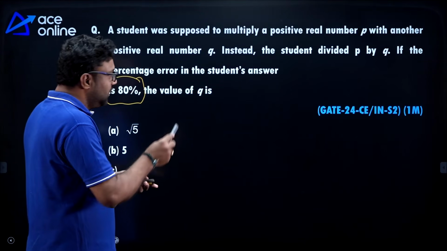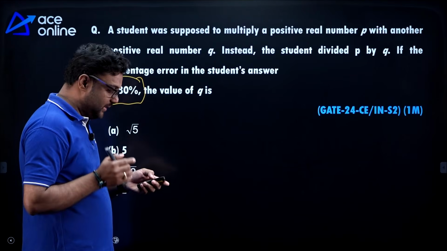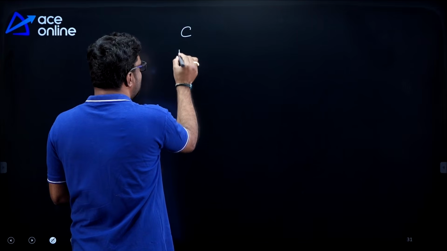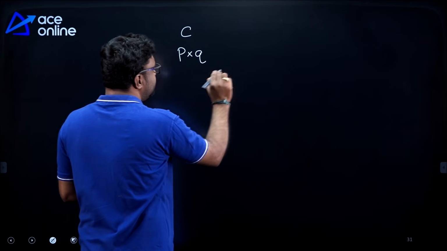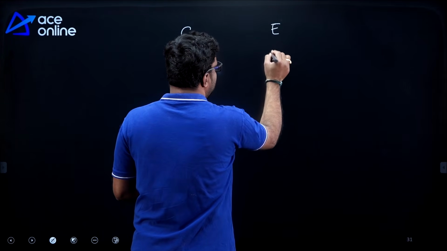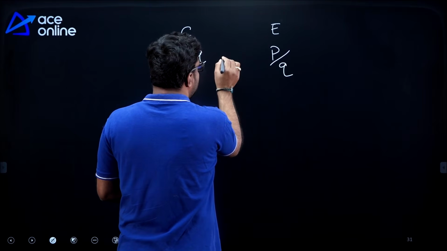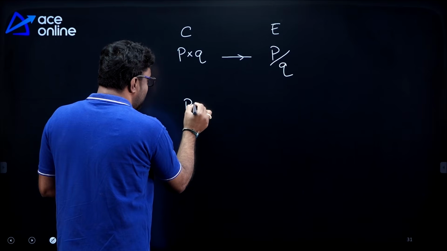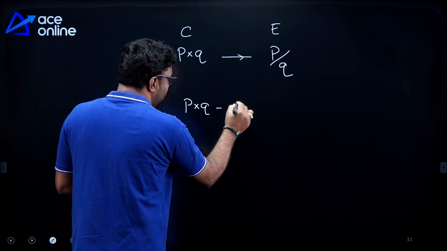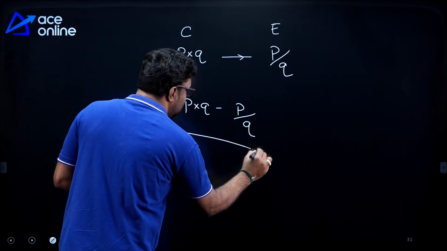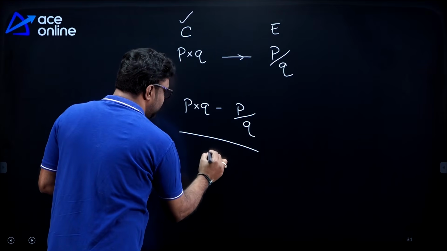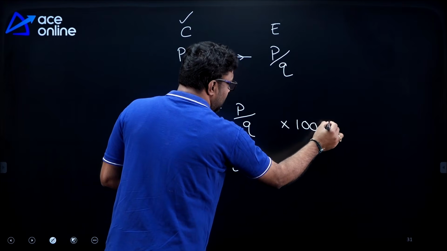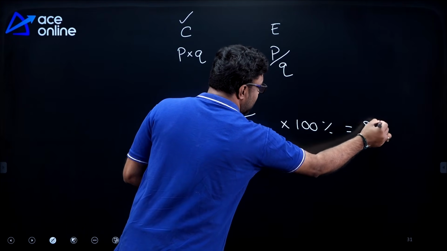Now, the value of q you need to calculate. So, the correct one: p should be multiplied by q. The error is p divided by q. So what is the percentage error? The difference, p into q becoming p by q, with respect to the correct one, into 100. That's given in the question as 80%.